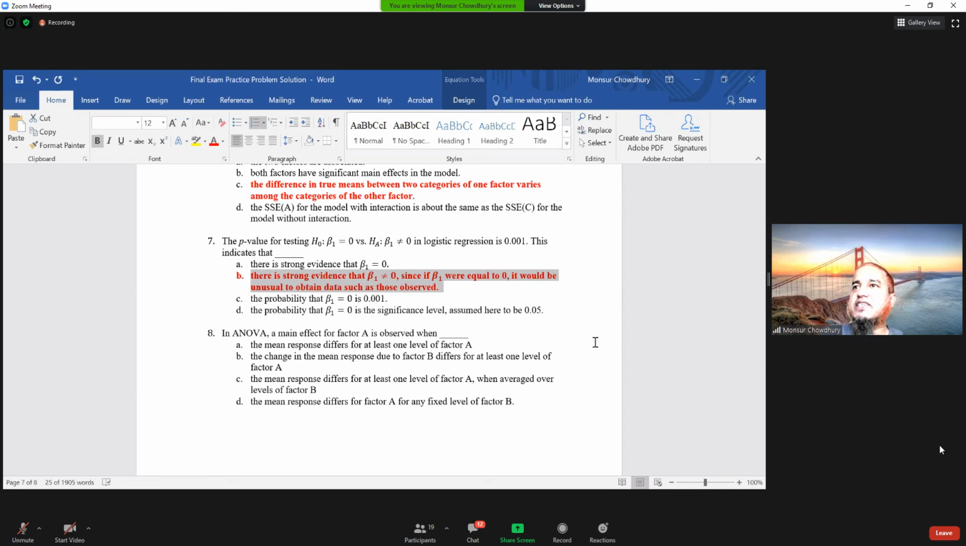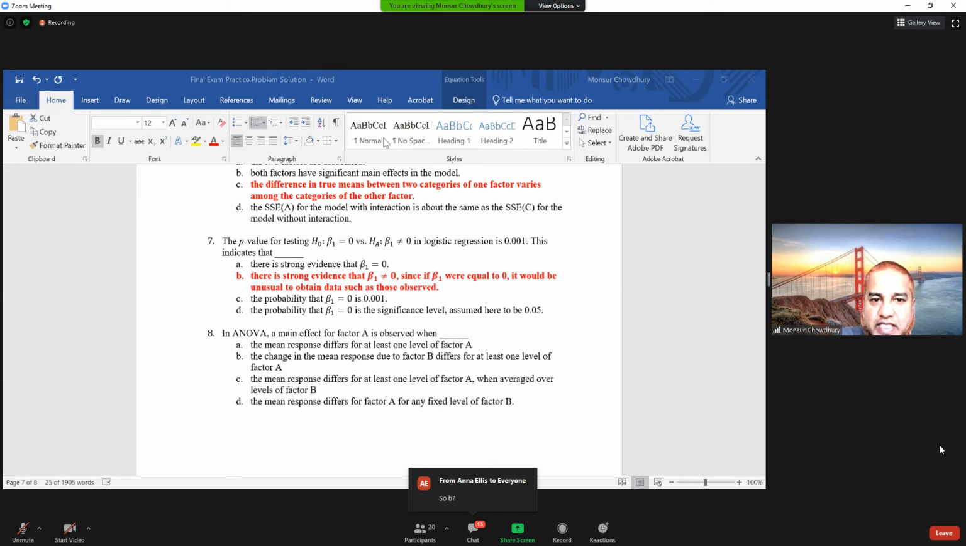So we know that the interaction effect tells us if we change the levels of one factor, the mean response changes depending on the values of the other factors. Now what does the main effect tell us? The main effect tells us the mean response differs for at least one level of one factor when we take the average over the other levels of the factors. So this is the main effect. Is that clear? So which one do you think?